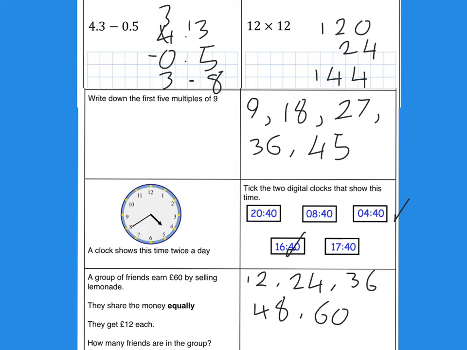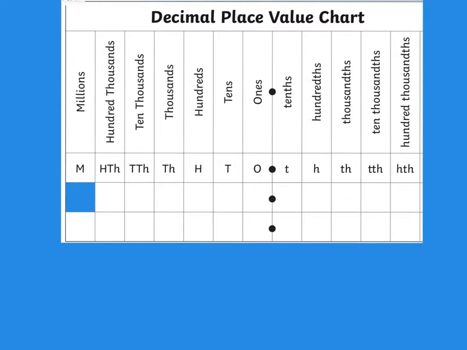So before we complete our work based on rounding decimals to the nearest tenth, I thought it'd be good to look at the decimal place value chart again, because we're going to be looking at decimals that go to more than one decimal place. So I'm going to write out some examples on this chart just to give you an idea of the type of numbers that we're going to be looking at today.